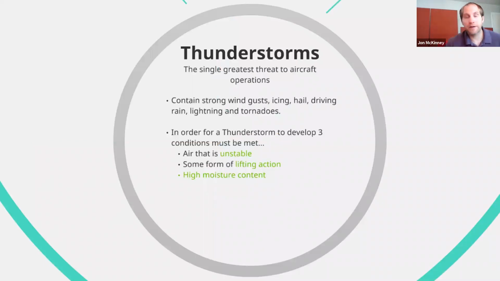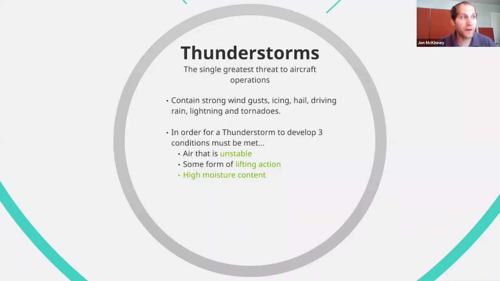Big vocabulary word here, thunderstorms. Single greatest threat to aircraft operations. Contains strong wind gusts, icing, hail, driving rain, lightning, and tornadoes. Bad stuff. Ice in a beverage, good. Ice on an airplane, bad. All right, so this is one of the biggest test questions that you're going to hear again and again in the aviation world, becoming a pilot.